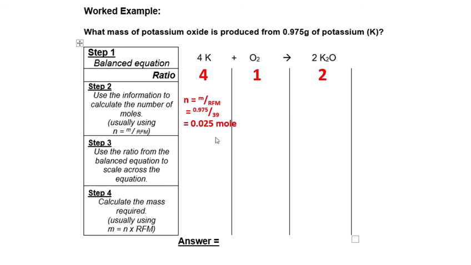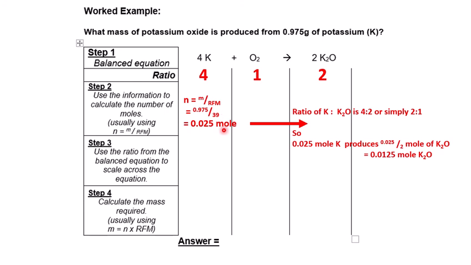Now, as we said at the start, we're going to scale from this column across to this one. So our ratio is 4:2. So for every 4 K, we produce 2 K2O, 4:2. And that's usually simplified down to a 2:1 ratio in your head. You'll be able to see that's a 2:1 ratio. So in other words, for every 2 of those, we produce one of these. For every 2 potassium, we produce 1 K2O.